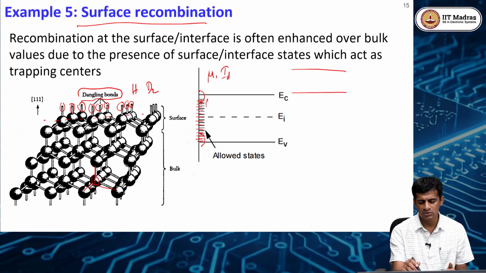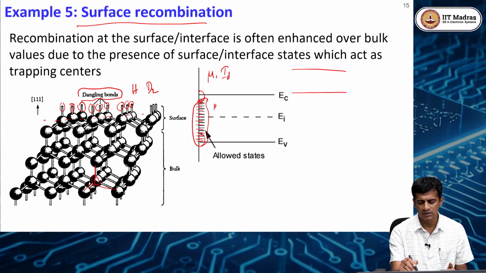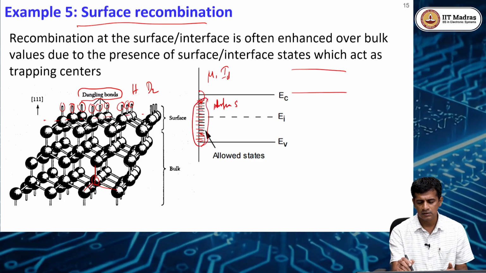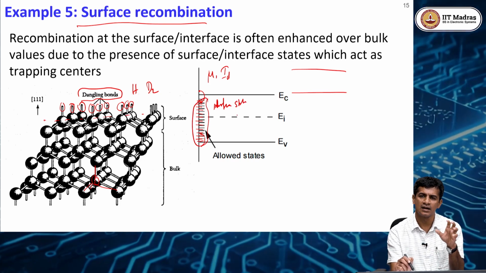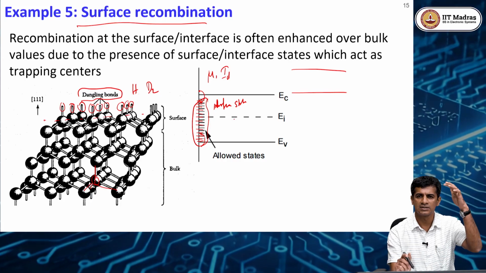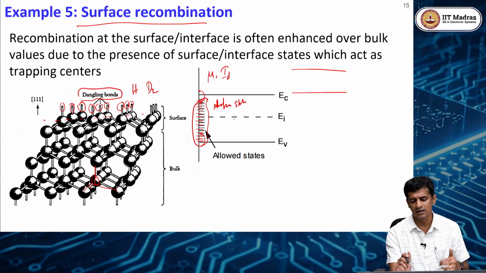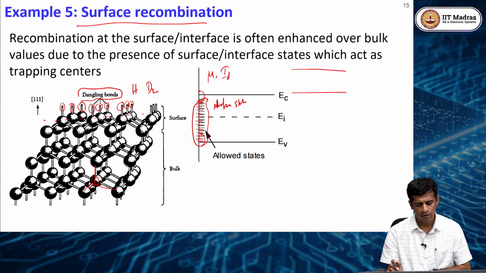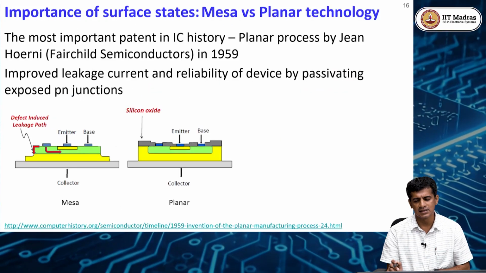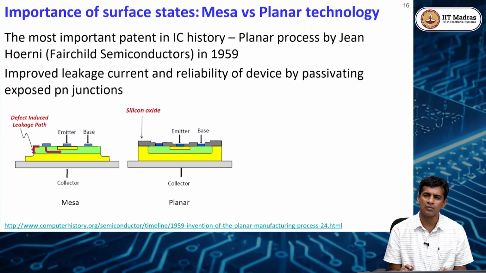That is to reduce the number of interface states. These are known as interface states. These are states in the energy band gap which are created due to the dangling bonds at the interface between silicon and some other material, or at the surface of the silicon. So, this is actually very important, historically as well.